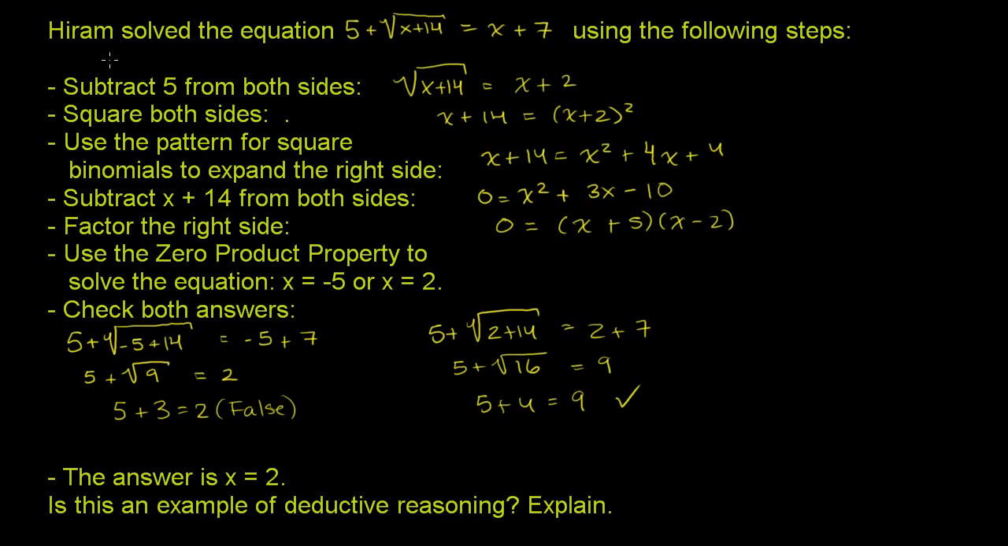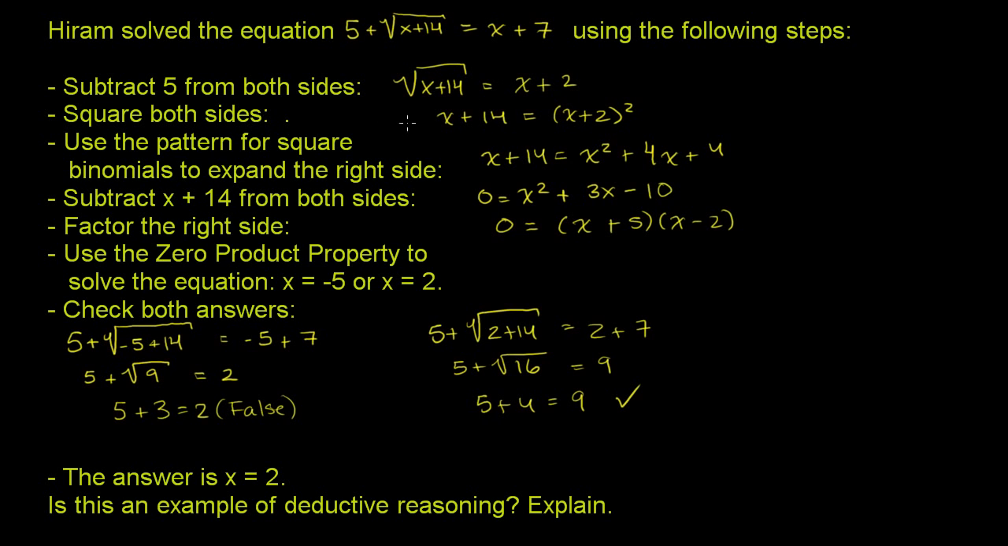So they tell us that Hiram solved the equation 5 plus the square root of x plus 14 is equal to x plus 7 using the following steps. So let's see what he did. He subtracted 5 from both sides. Yeah, that's reasonable enough. That got that 5 out of the way. And then 7 minus 5 is 2.